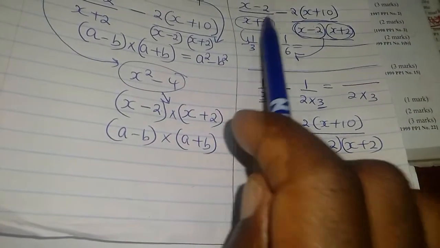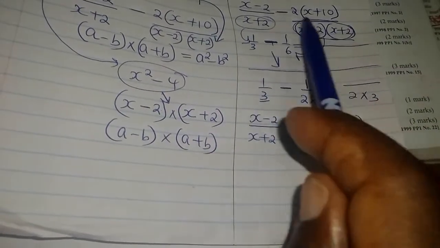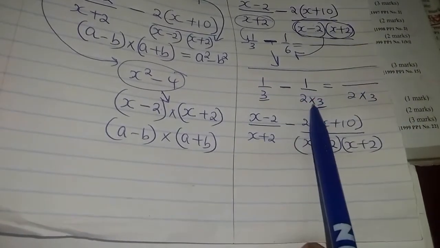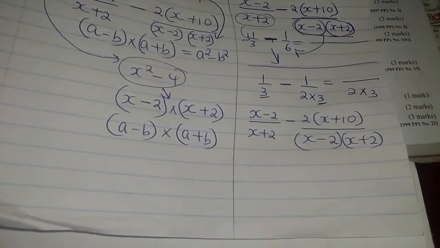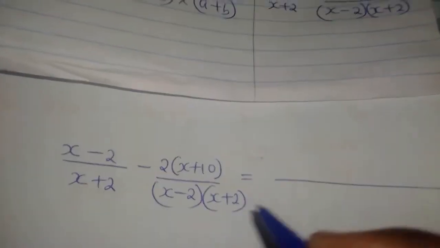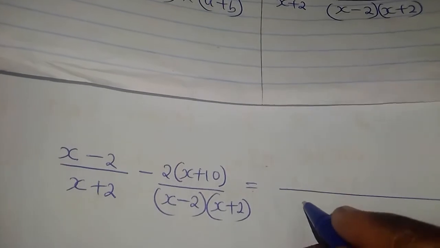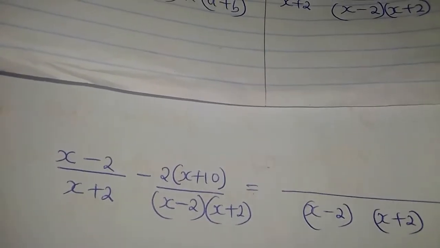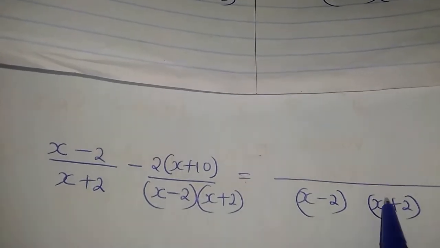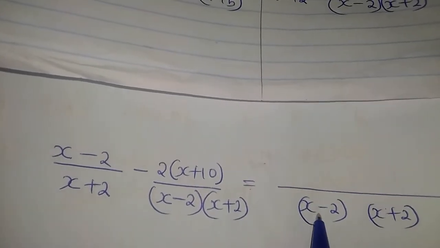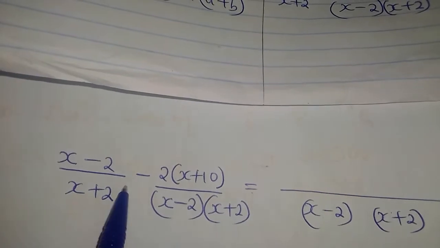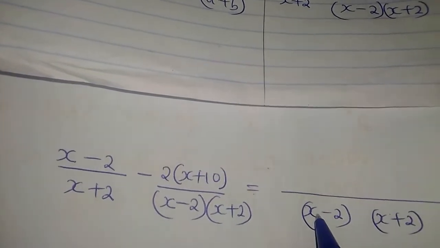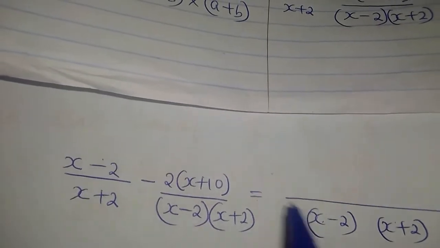Here, x plus 2, then x minus 2, x plus 2. The LCM of this and this is the whole of this. Good. Now I'm coming back here to say, the LCM of this and this is actually x minus 2, then x plus 2. So this goes into this how many times? x minus 2, because this and this will cancel. What remains? x minus 2. So I'm going to say x minus 2 now gets multiplied with this.